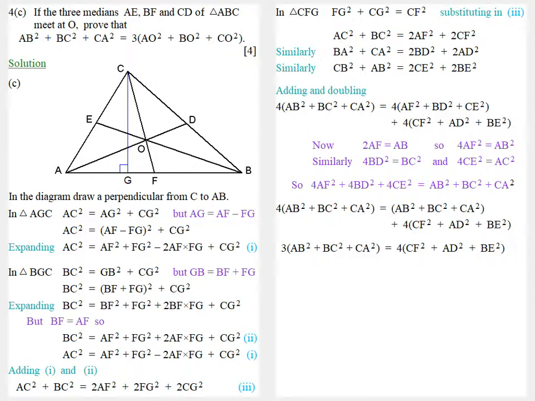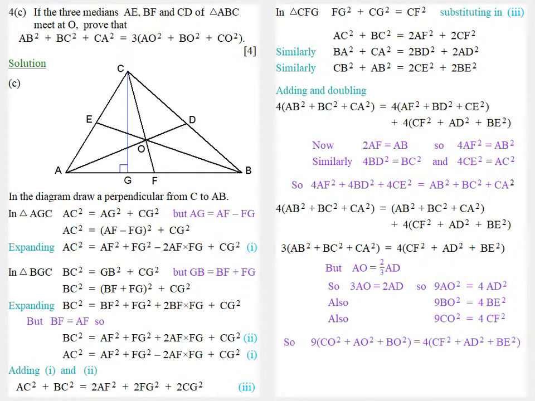But we know the medians intersect each other 2/3 of the way down the line. So AO is 2/3 of AD, which means 3AO is equal to 2AD. Squaring that, we get 9AO squared equals 4AD squared. Similarly, 9BO squared equals 4BE squared, and 9CO squared equals 4CF squared. So 9 into (CO squared plus AO squared plus BO squared) is equal to 4 into (CF squared plus AD squared plus BE squared).